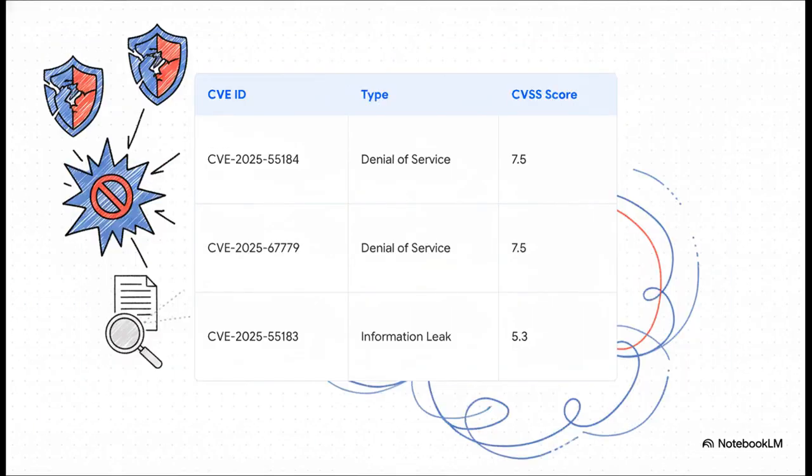All right, let's put some numbers on this. These CVE codes you see are just unique IDs for known security bugs. And as you can see, the two denial of service flaws are rated 7.5 on a 10-point scale. That's definitely in the uh-oh, this is serious category. The information leak is a bit lower at 5.3, but still, that's a risk you absolutely don't want to take.